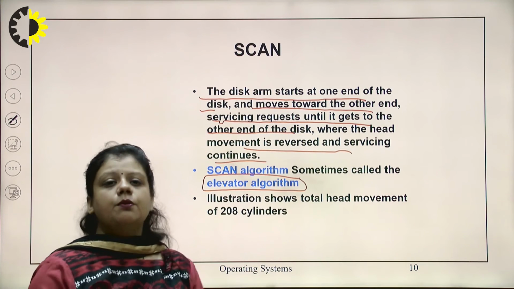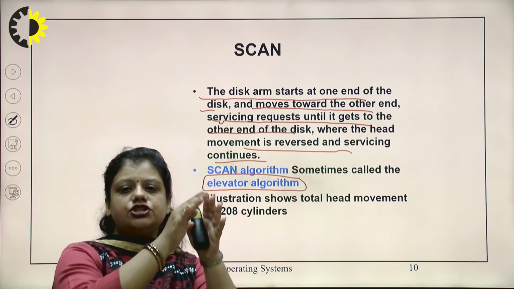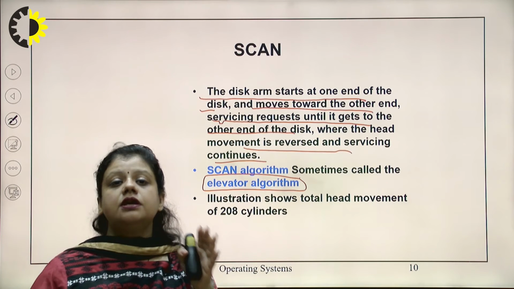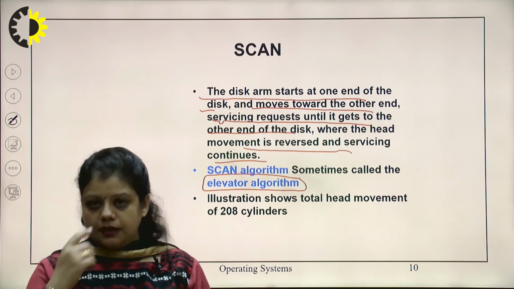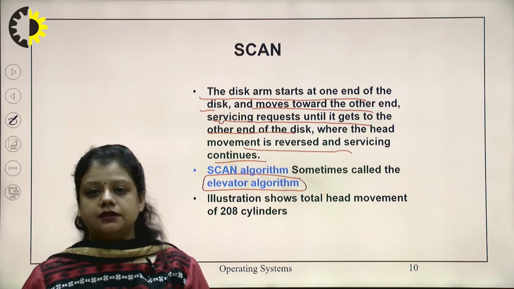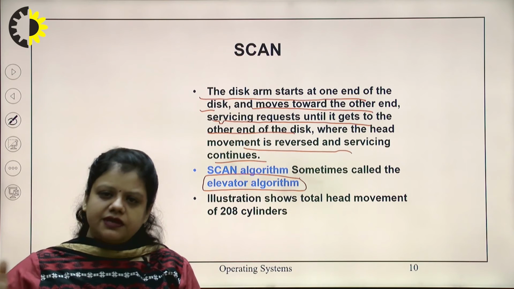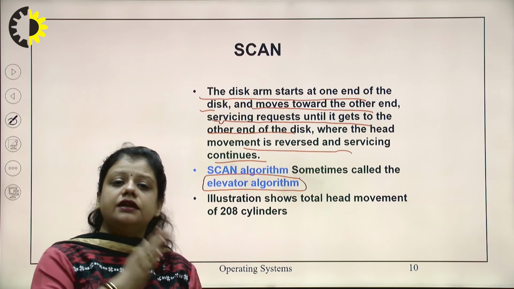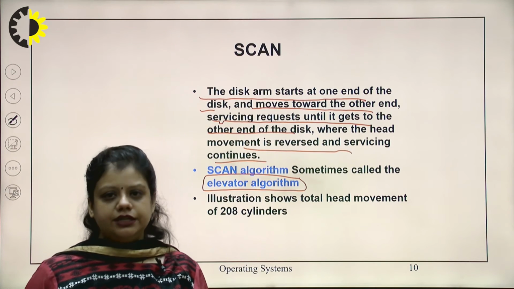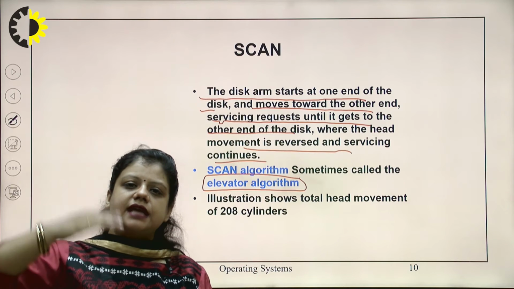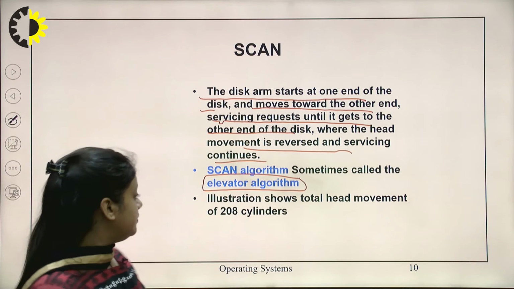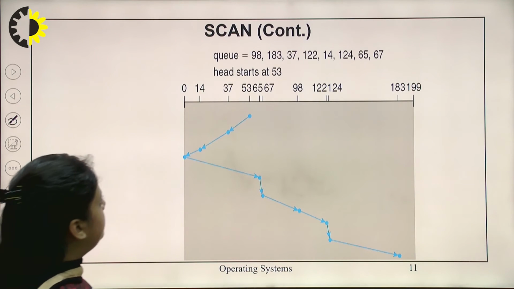Why elevator? Because when it starts from the current head position, it moves in one direction, servicing all the requests which come until it reaches the end of the disk. After the end of the disk, it reverses its direction and servicing the requests continues. So the movement is the same as in the case of a lift. Let us take an example.